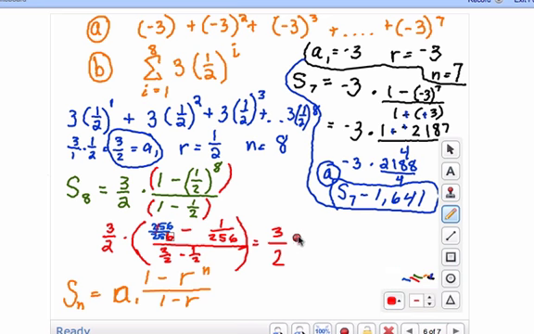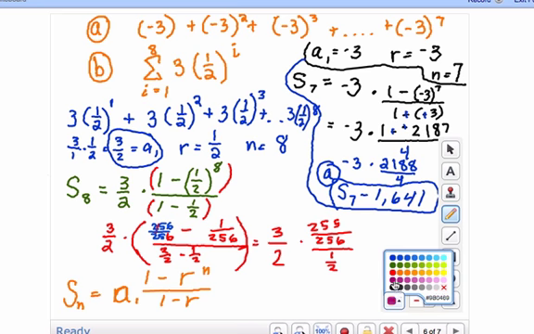Okay, so this is going to be 255 over 256, all divided by, so 2 over 2 minus 1/2 is 1/2. Okay. Now remember, if I have something like this, I'm dividing this whole thing by 1/2. Dividing this all by 1/2 is the same as multiplying it by its reciprocal, 2 over 1.